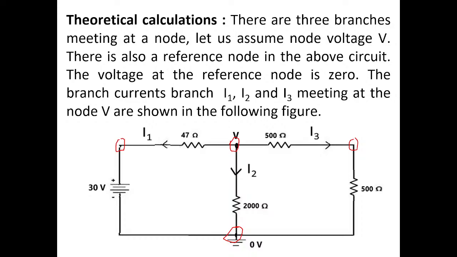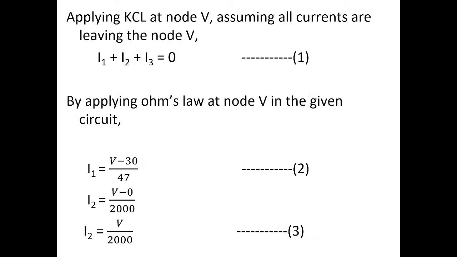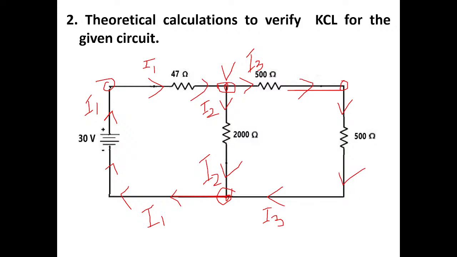So according to that person, there are 4 nodes here, but to make this concept more simple, I am considering only those nodes where current is dividing. Here current is not dividing. See, from the 30 volt source, I1 current comes out from the positive terminal. The same current flows through 47 ohms. Of course, there is a node here, but I am not mentioning it as a node.